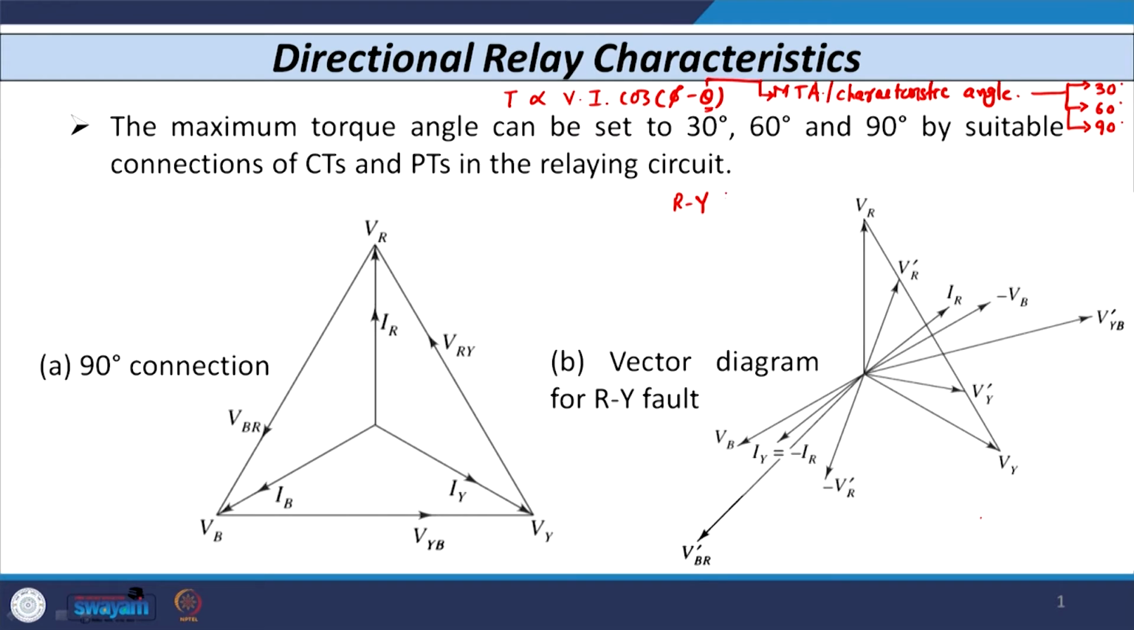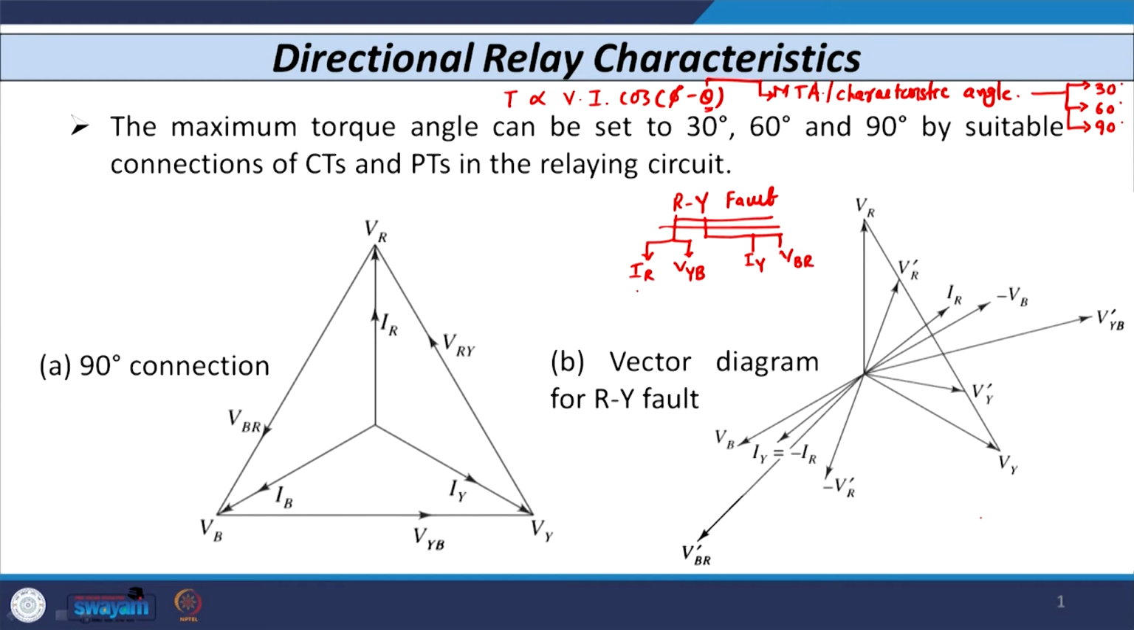So, by giving these values for each phase R, Y, B, let us consider some fault condition, say an RY fault occurs. In case of an RY fault, let us see how the torque is produced by the directional relay. As I told you, in an RY fault two phases are involved, one is R phase and another is Y phase. So, in R phase we have to give the quantity IR, and the voltage VYB, other than the R phase voltage. Similarly, for Y phase we have to give IY current and the voltage other than Y phase, that is VBR.